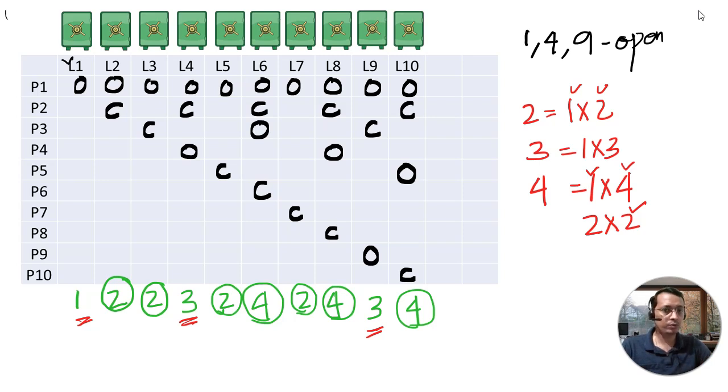How many factors? So 1, 4 and 2. So locker 4 has 3 factors. So it has been open, and these are an odd number of factors. Locker 5 is being touched 2 times.